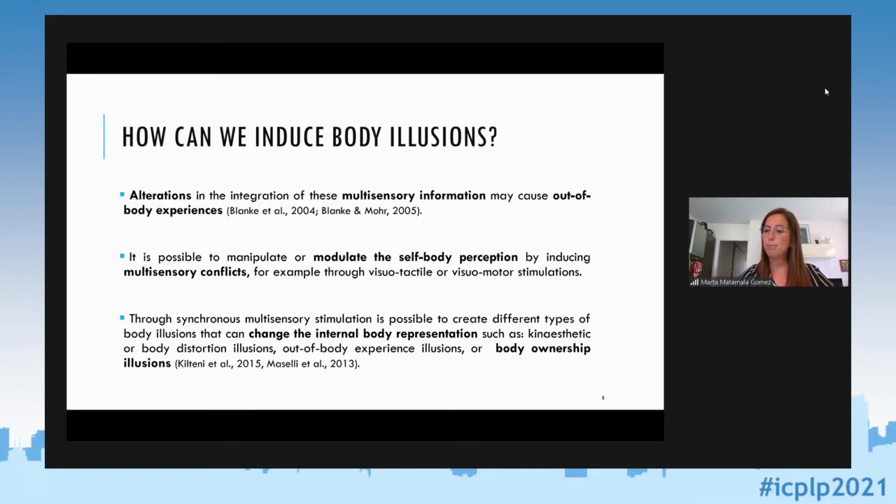So by manipulating this multisensory integration, the sensory stimuli arriving to our body, we are able to change the representation of our body, and we can induce different types of body illusions. There are kinesthetic body illusions, out-of-body experiences, but in this workshop we will focus on the body ownership illusions.